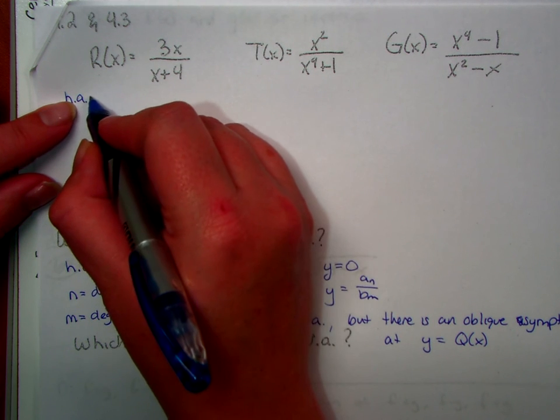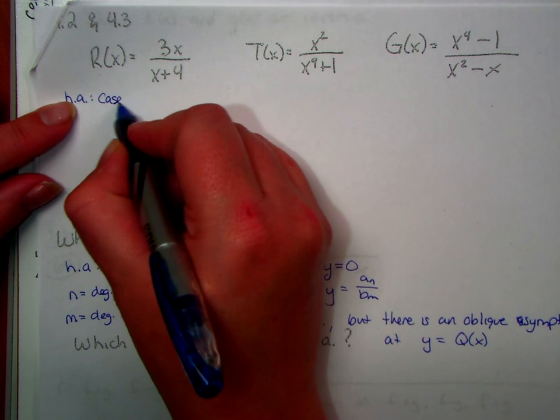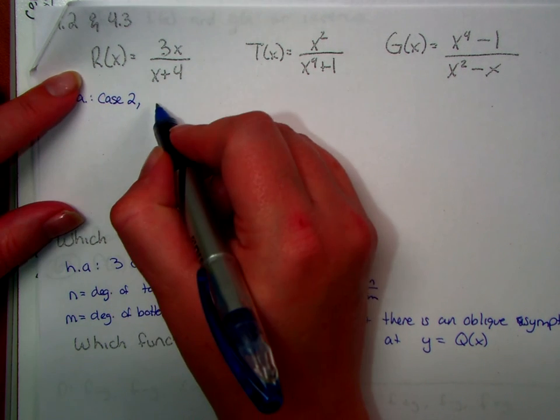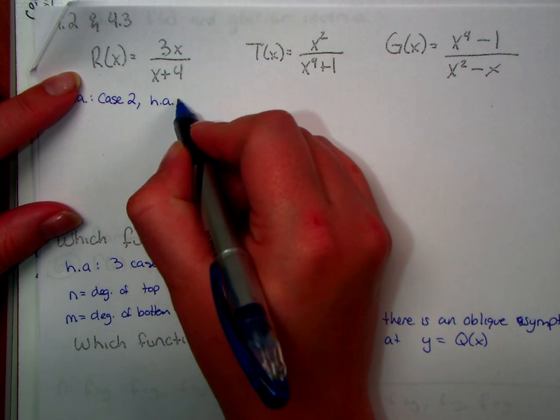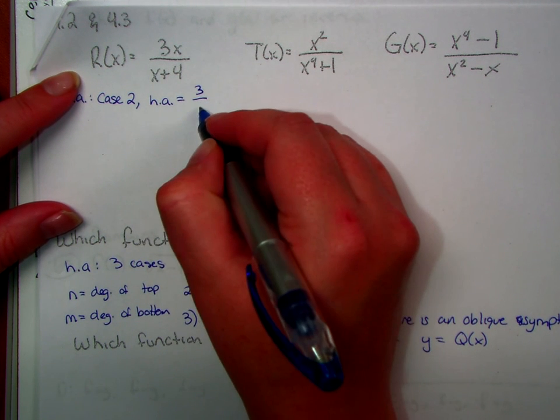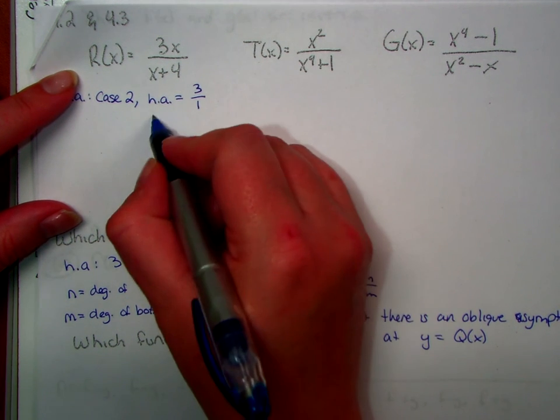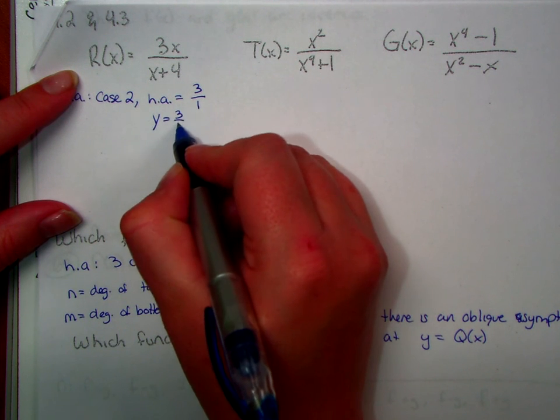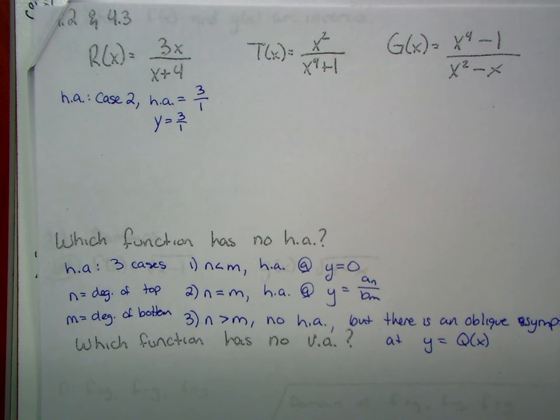So I'm going to write down here, case 2, right? And we want to do the horizontal asymptote at 3 over 1, okay? And actually it's y equals 3 over 1, right? Or y equals 3, okay? We'll have a horizontal asymptote at 3.